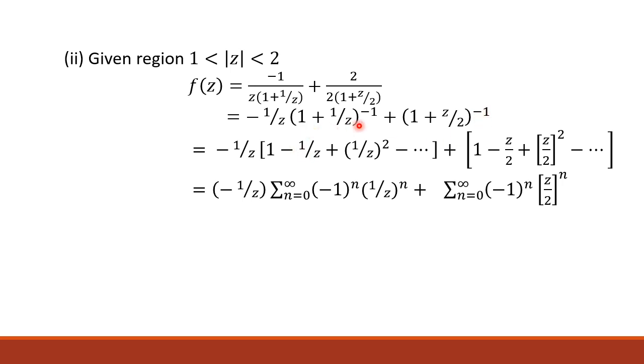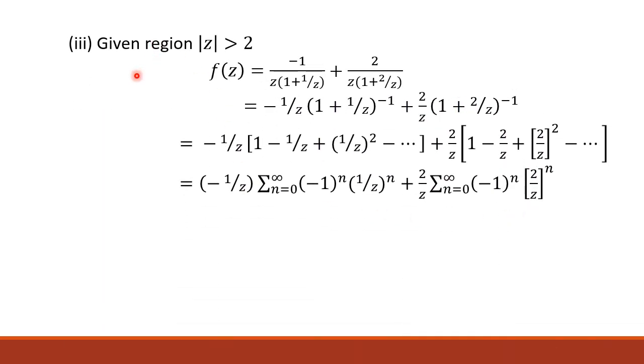Now apply the binomial expansion for this. We get 1 minus 1 by z plus (1 by z) the whole square minus etc. For the second term it becomes 1 minus z by 2 plus (z by 2) the whole square minus etc. We may write this also as minus 1 by z into summation n equal to 0 to infinity (minus 1) the whole power n (1 by z) the whole power n plus summation n equal to 0 to infinity (minus 1) the whole power n (z by 2) the whole power n.